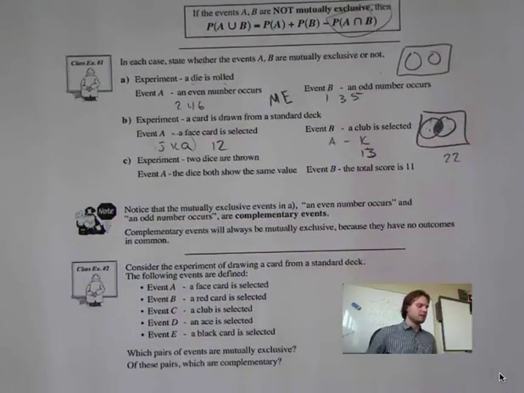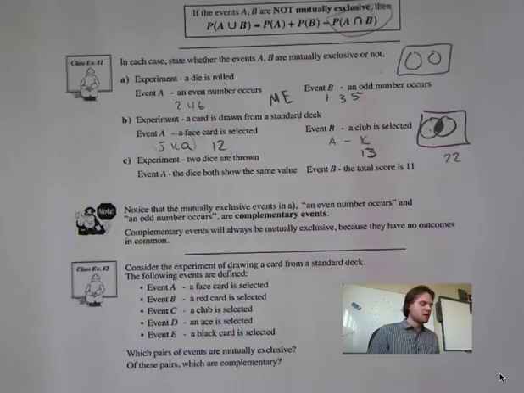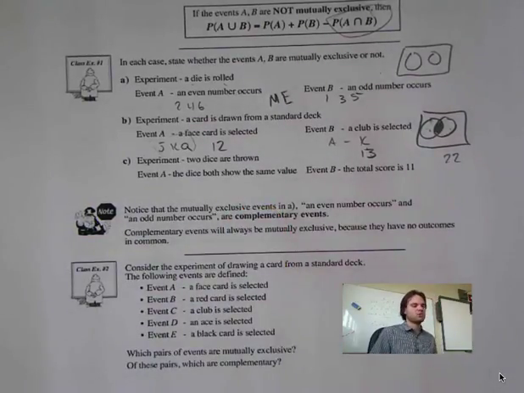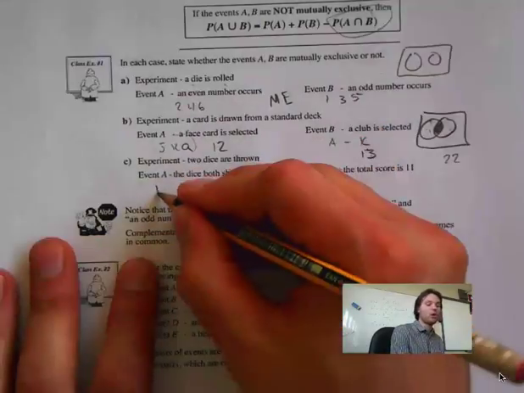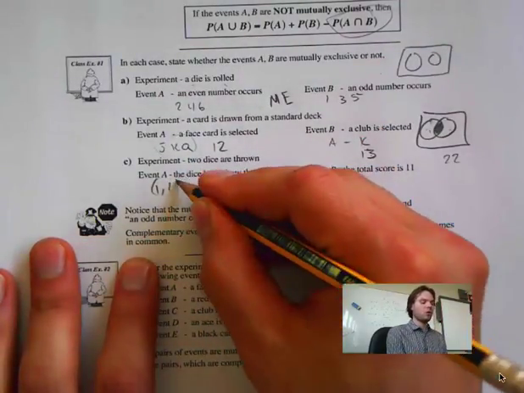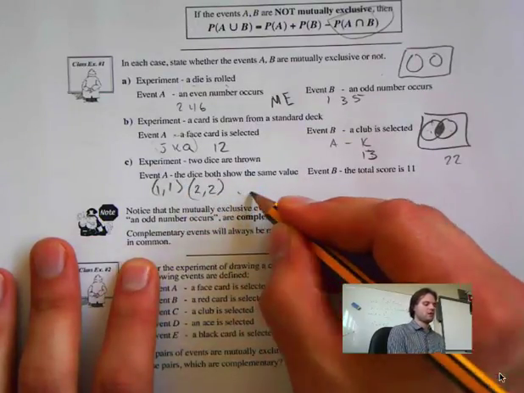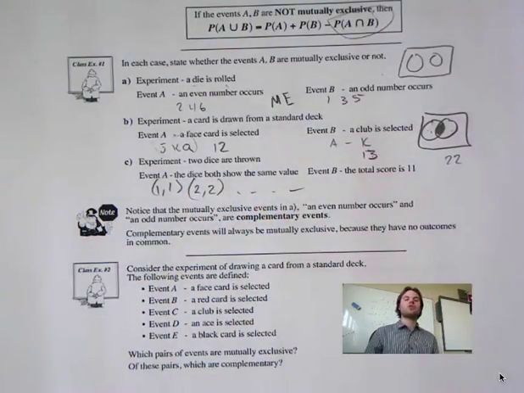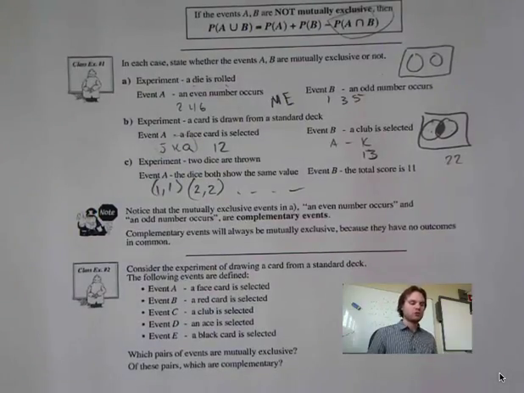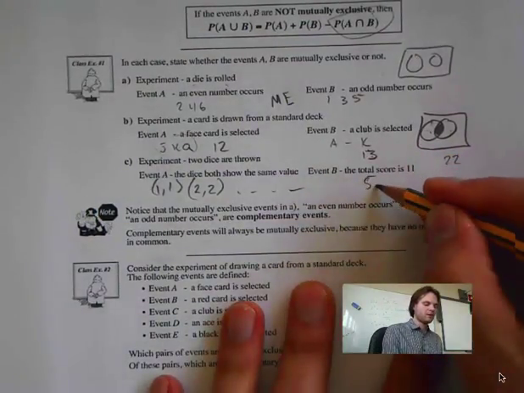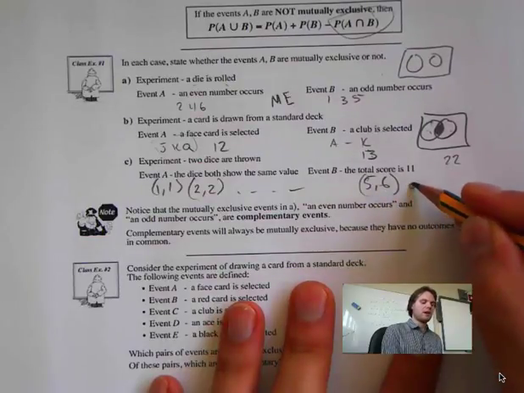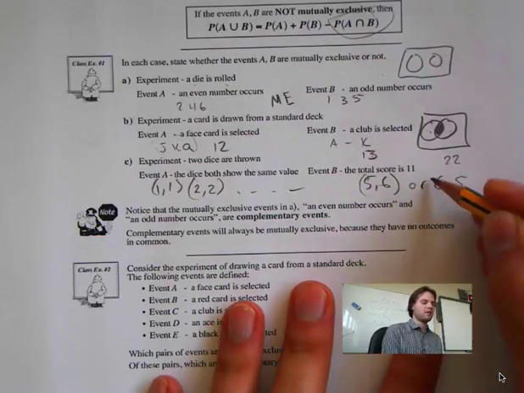Let's take a look at example C. So 2 dice are thrown. So now we're looking at 2 dice. Okay? The dice both show the same value. So that would be, for instance, a 1 and a 1. Or we can say a 2 and 2, a 3 and 3, and so on and so on. The total score is 11. Well, if it's 2 dice, we can only have a 5 and a 6, or a 6 and a 5.